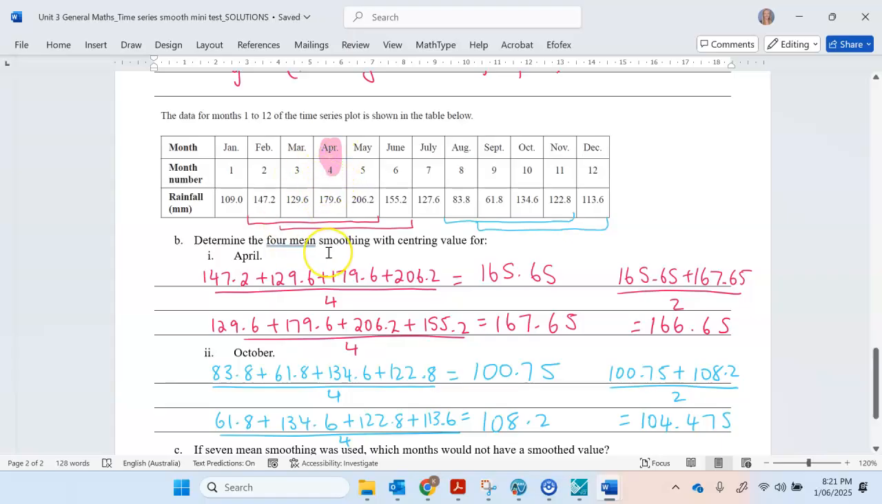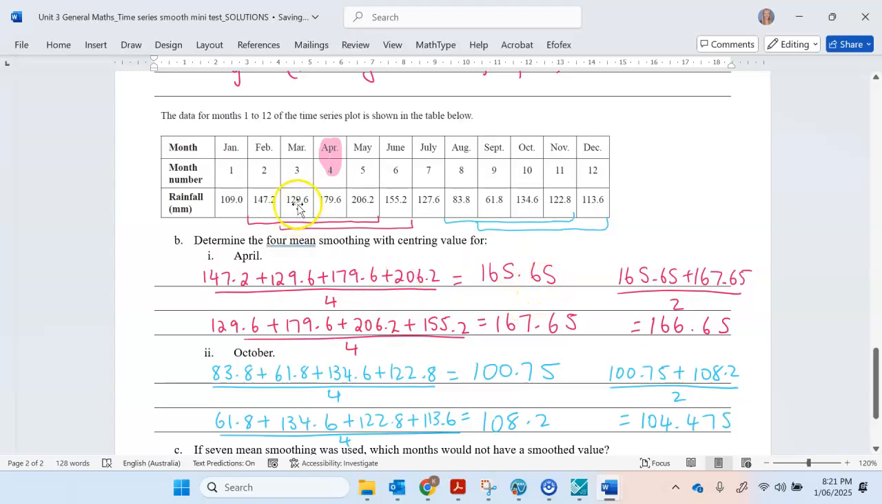So with April, if we were doing 4-point smoothing, it can't be in the middle because it's even numbers. So if we did that, it's not in the middle because there's 4 points. So we've got to do those 4, and then we've got to do the next 4, and then we do centering. So you'll notice with my pink underneath, I did April and then we did October. So added the 4 values together from February to May, and then divided it by 4, and you get 165.65.